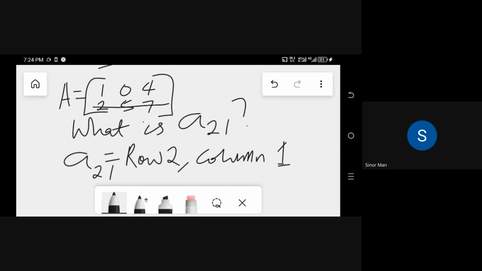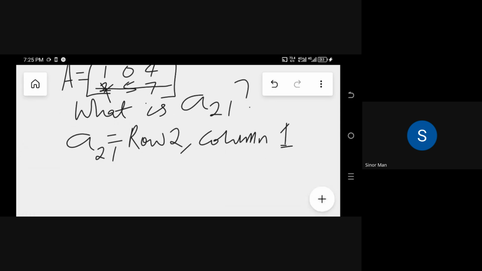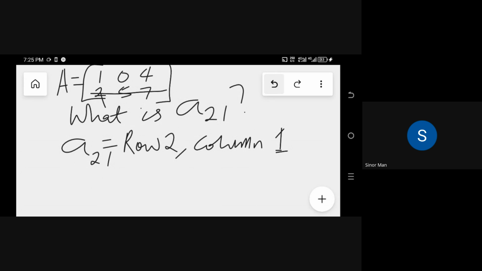So this 2 here, see column 1. So count this, you see the column 1 there, now our first column. So you see that the element in row A21 is 2. What is A21? A21 is 2. That is the element in row 2 and the first column. Remember, this matrix has 3 columns. This matrix here now has 3 columns.